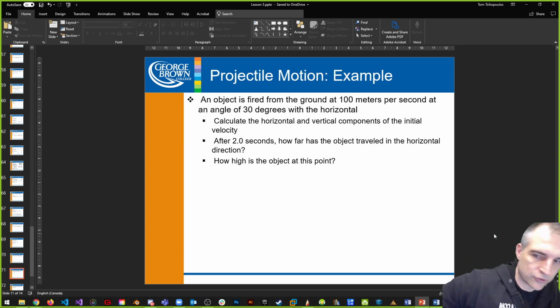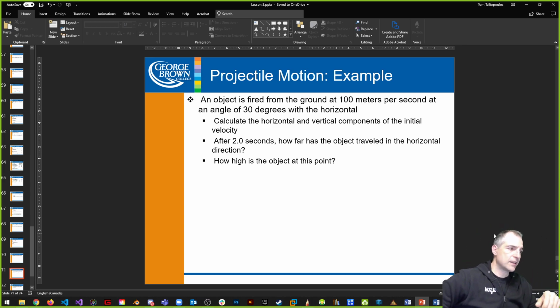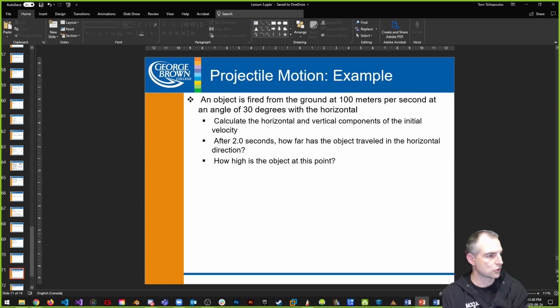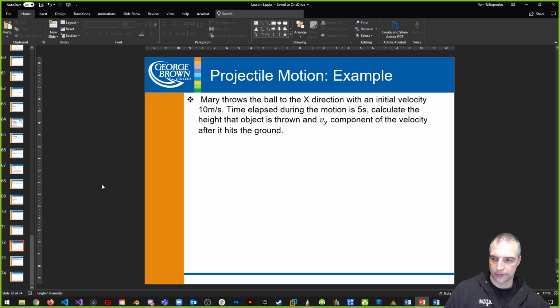Because if I try and do just vxt or v cos theta t, then I would just take 2 seconds multiplied by 86.66, so it'll be approximately 170 meters, right? vxt. However, what if in 2 seconds I fall to the ground? Is that possible? I don't know. Prove it. Do your math. Show it. So that is the next problem.